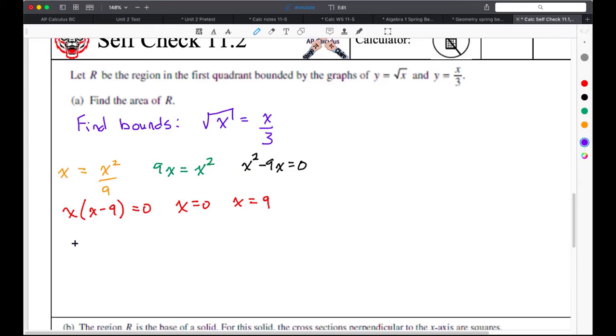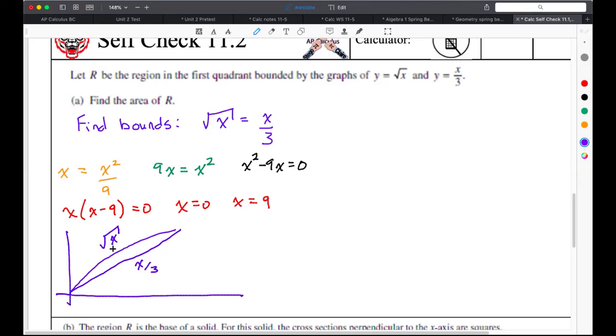So let's graph it. Do you guys remember what the graph of square root of x looks like? If not, now is the time to remember. It looks like that. And what does x over 3 look like? Well, it's a linear function, so it looks like that. So that's x over 3, and this is the square root of x. So the top function is the square root of x, so I should be doing square root of x minus x over 3.